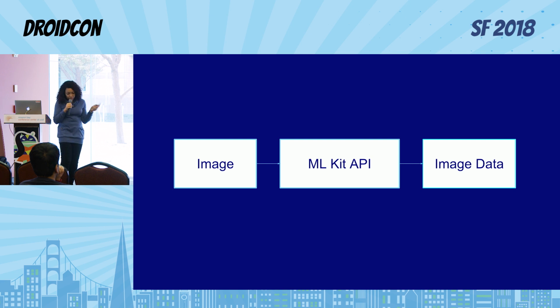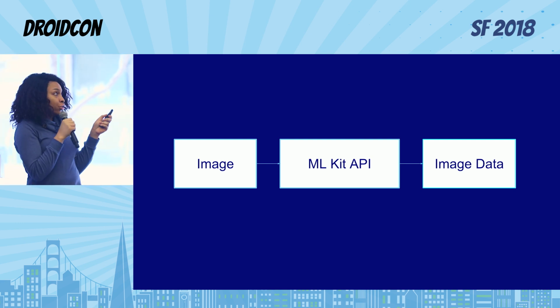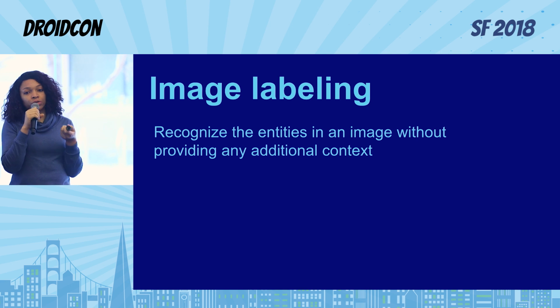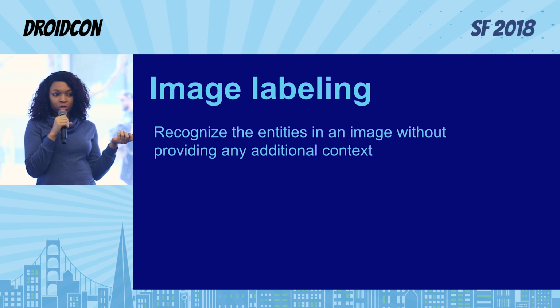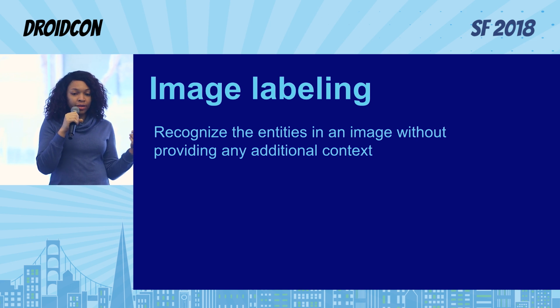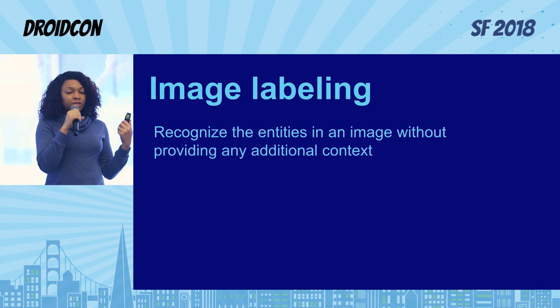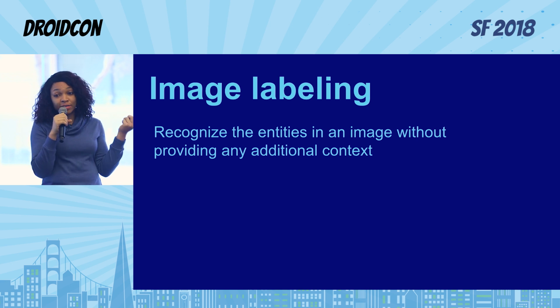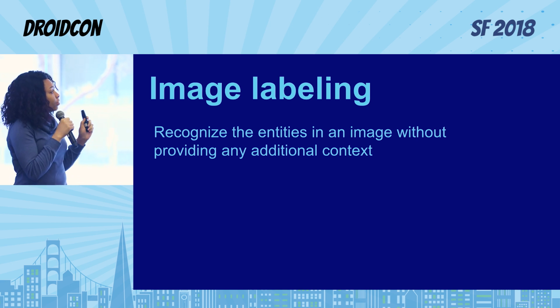So let's start with the image labeling API. Just like the name says, it is used to recognize entities in an image without providing additional context. That means that I can send in an image without saying anything about the image, without providing any additional context, and the ML Kit API would spit out labels for my image.